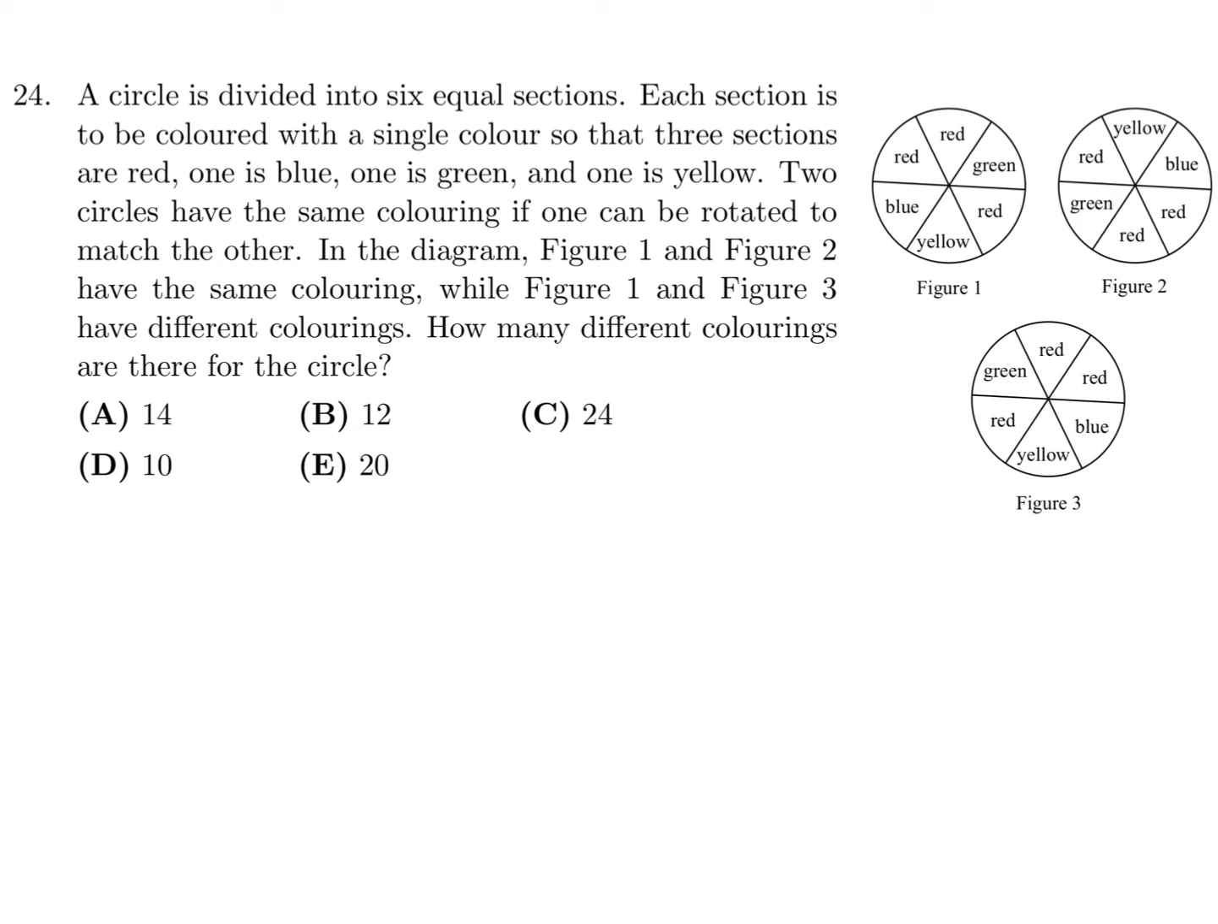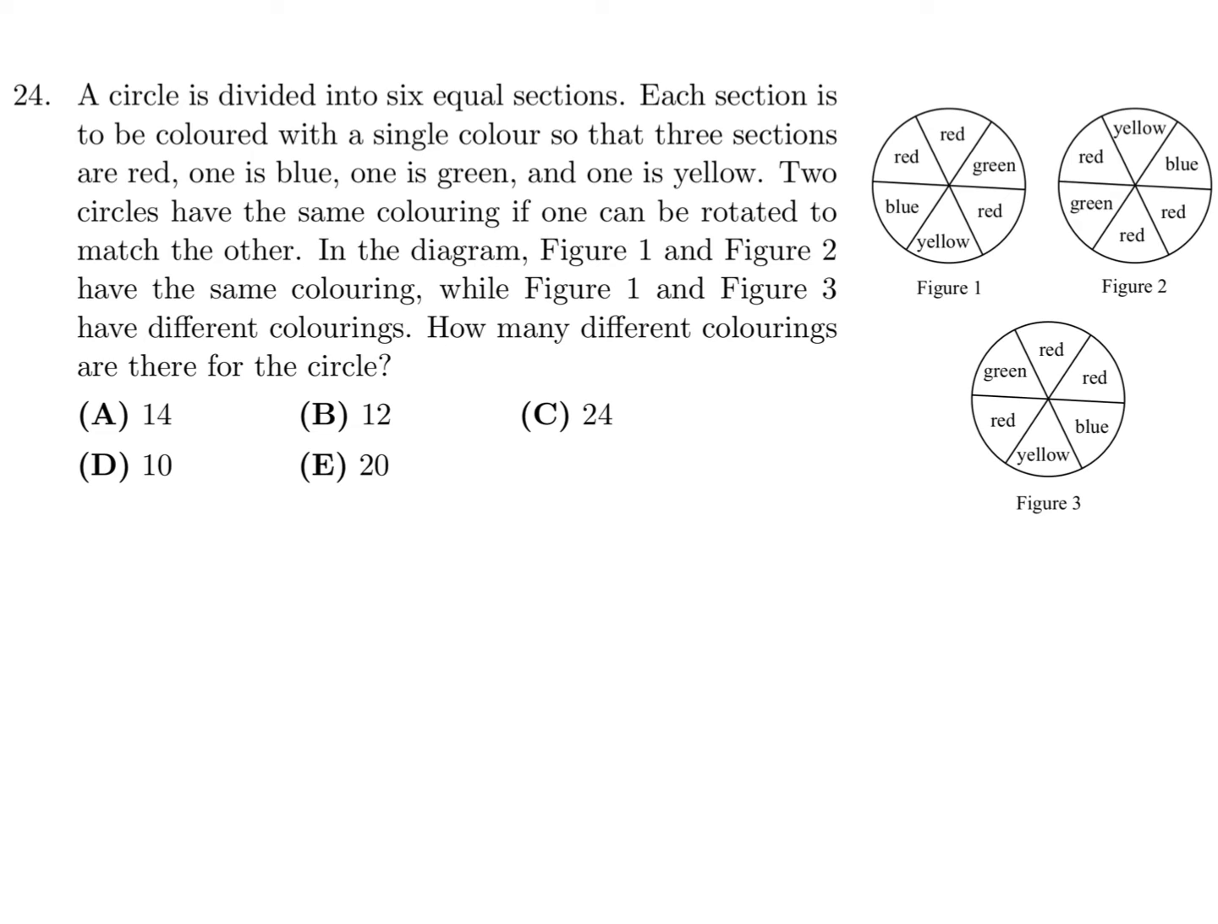A circle is divided into 6 equal sections. Each section is to be colored with a single color so that 3 sections are red, 1 is blue, 1 is green, and 1 is yellow. 2 circles have the same coloring if one can be rotated to match the other. In the diagram, figure 1 and figure 2 have the same coloring. Figure 1 and figure 3 have different colorings. How many different colorings are there for the circle? Okay.